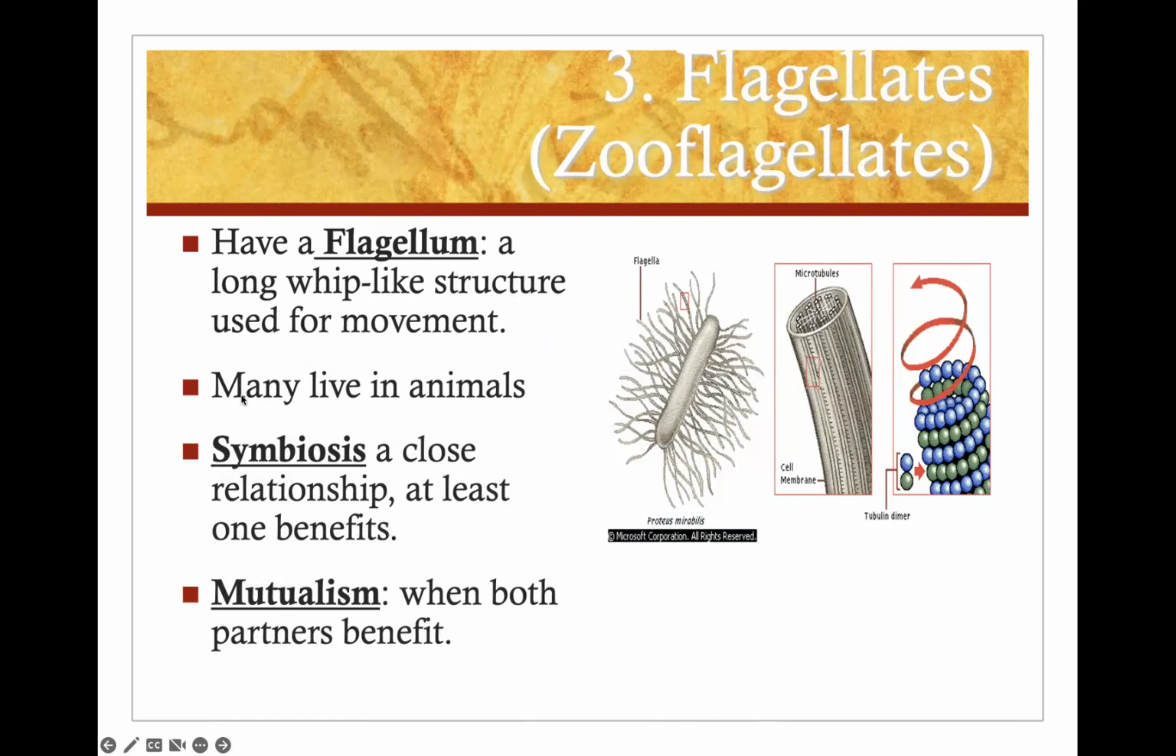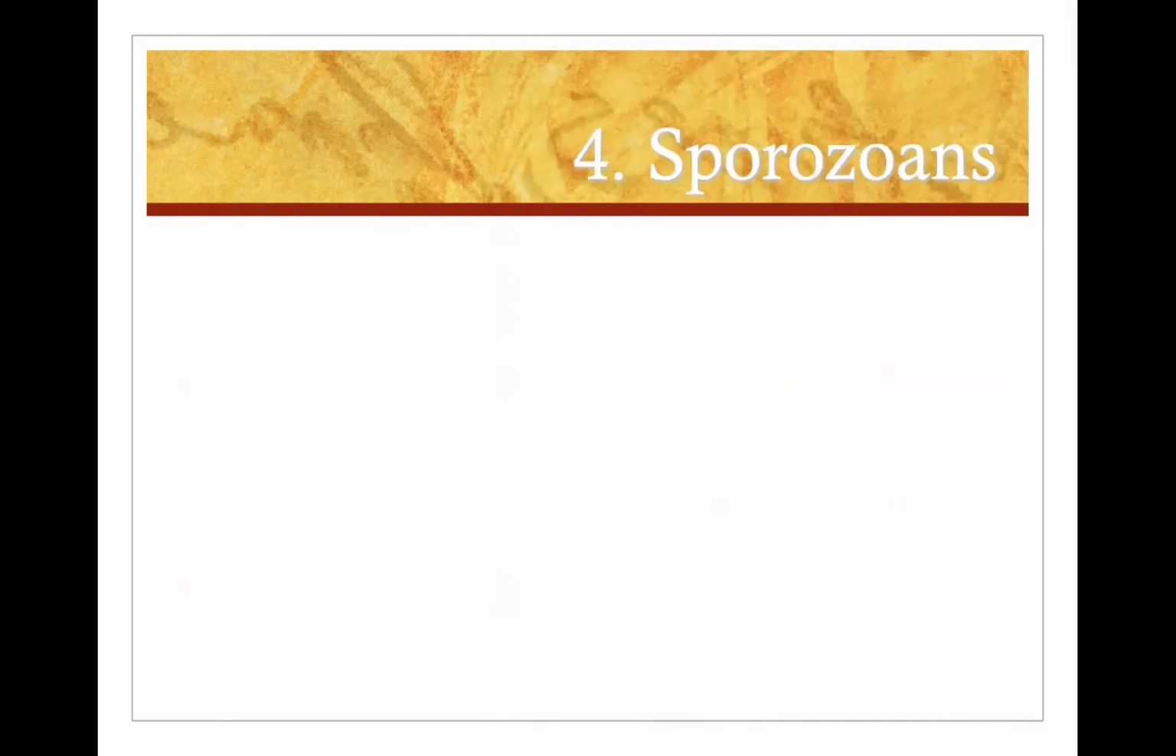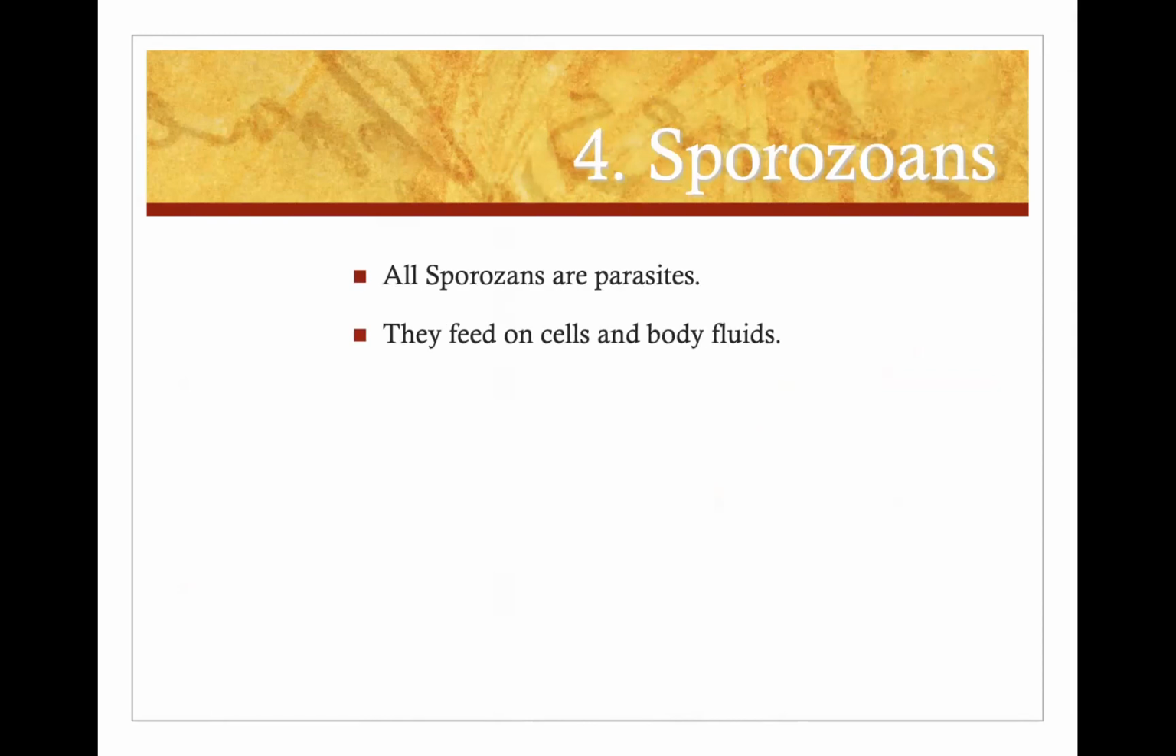These flagellates are typically going to inhabit animals. They can live in symbiosis with these animals, which is a close relationship where at least one partner benefits. So it's not exactly the same as a parasitic relationship. So we see some flagellates living in symbiotic relationships or mutualistic relationships where both parties benefit. Okay, again, distinct from a parasitic protozoan.